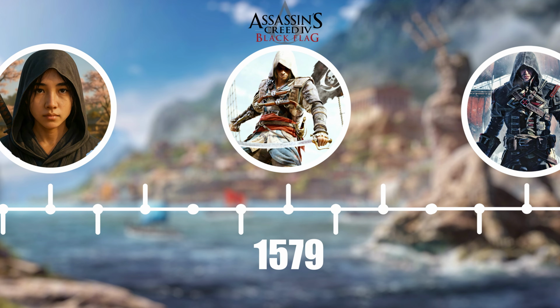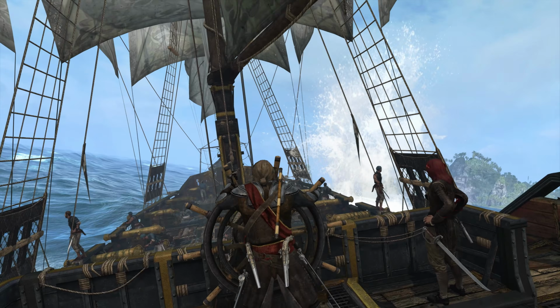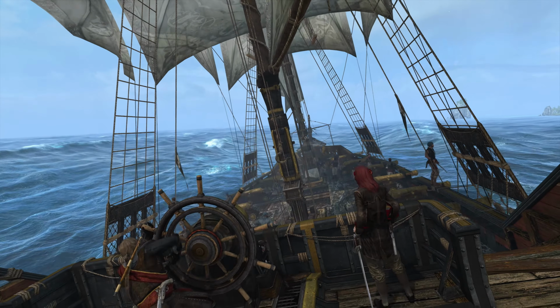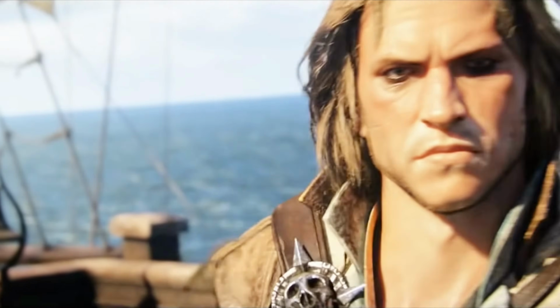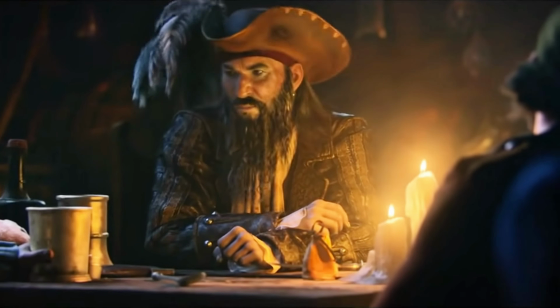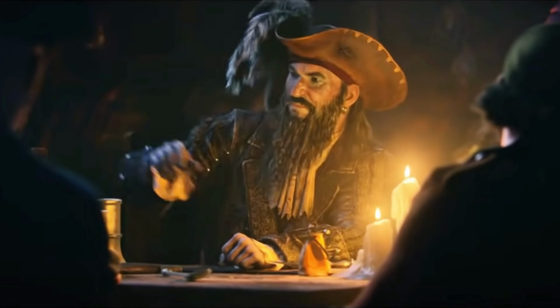The Age of Pirates and Revolution follows. Black Flag explores the golden age of piracy in 1715, where Edward Kenway, Ezio's distant descendant, finds himself caught between freedom and order in the Caribbean.